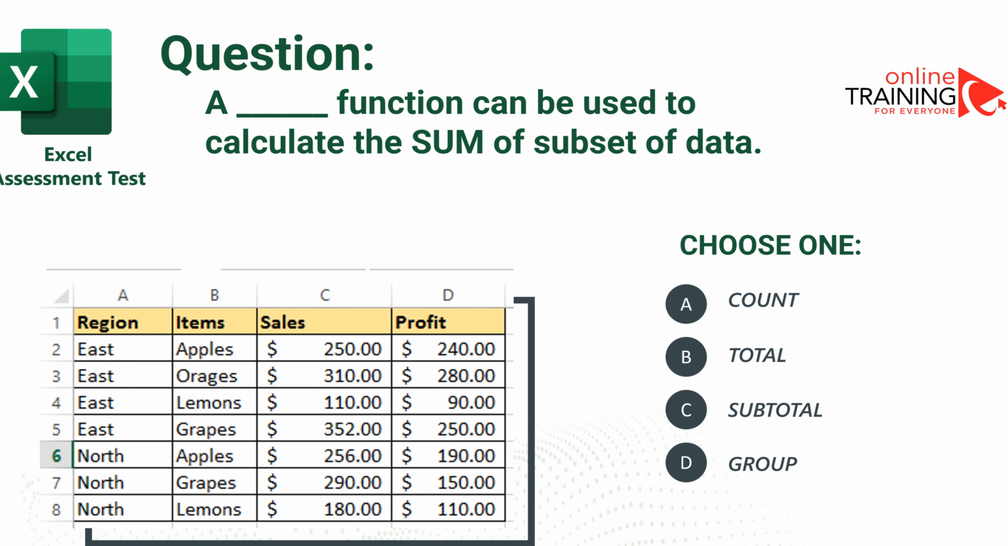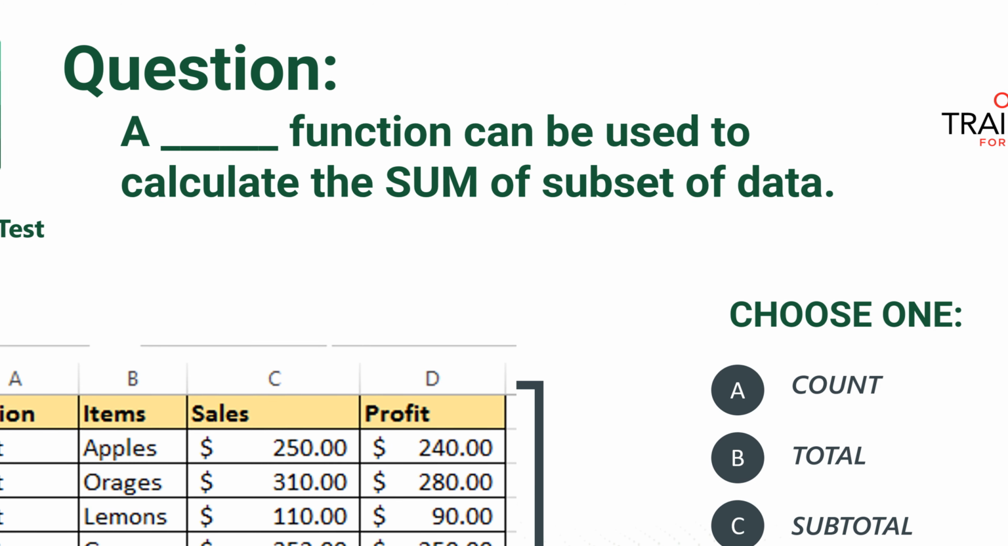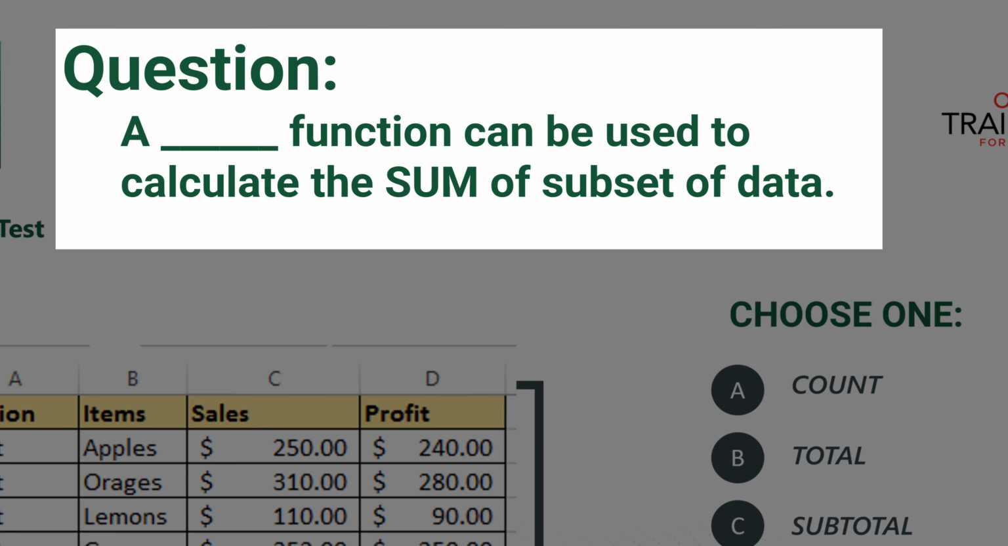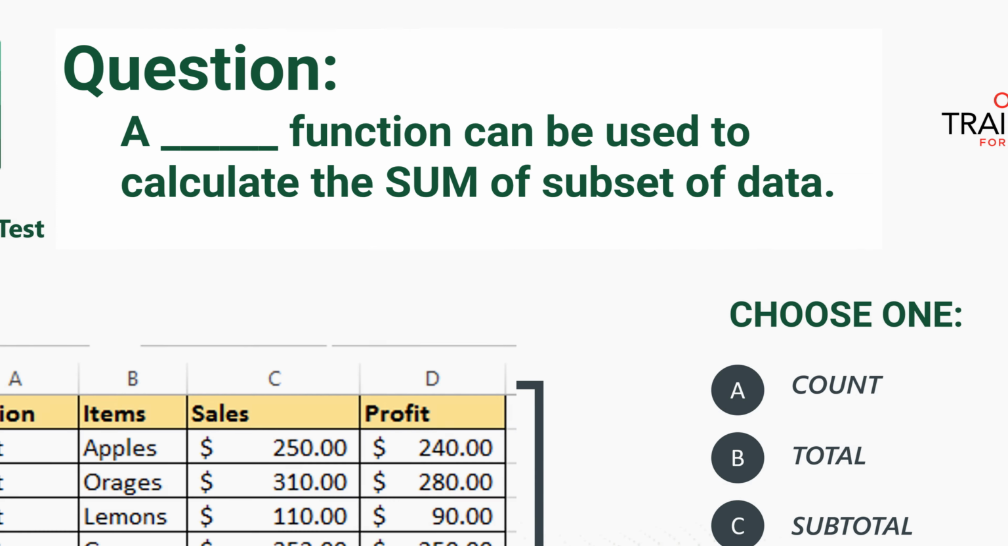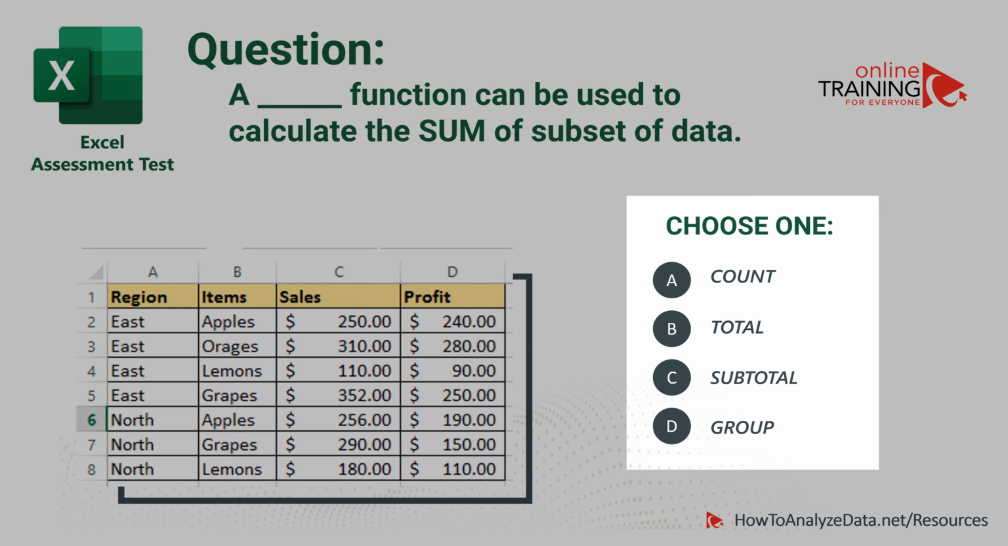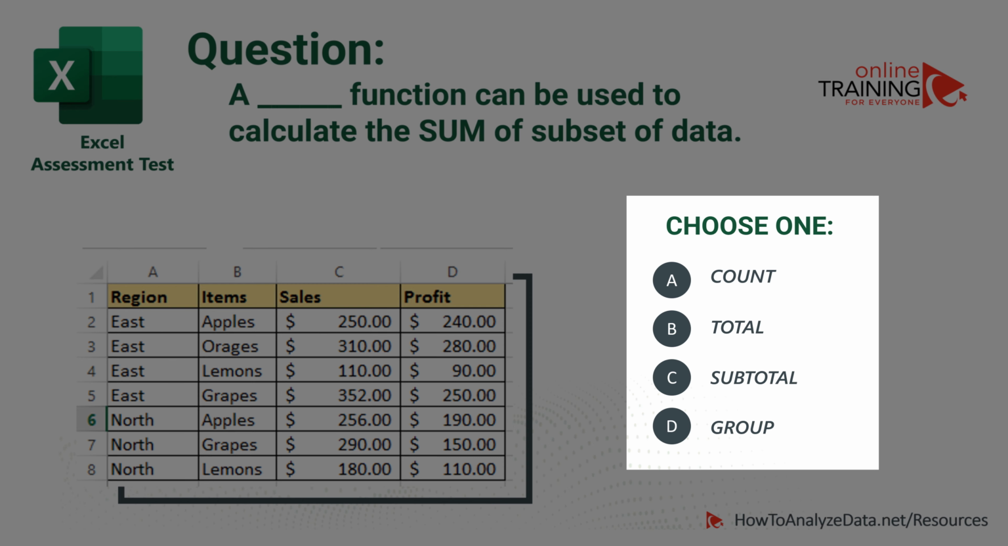Here's another question you might get as part of the Excel assessment test. A blank function can be used to calculate the sum of a subset of data. And there are 4 choices: count, total, subtotal, and group. Which one do you think is the right answer?